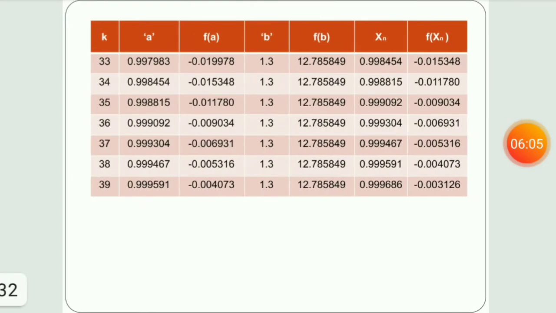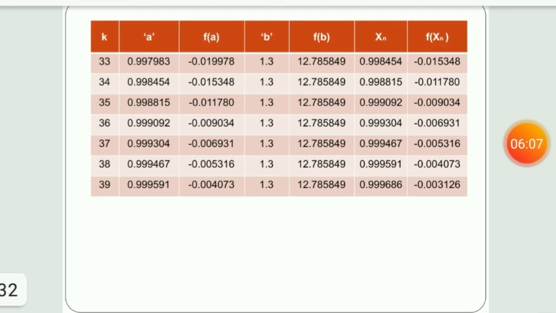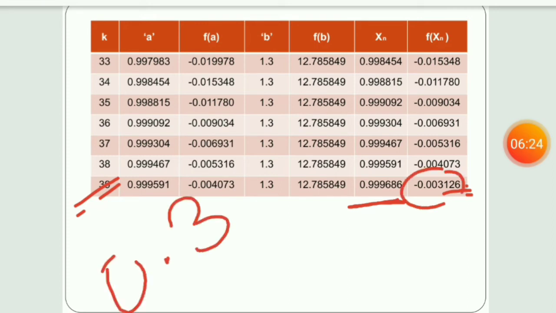So this is my further solution. Here we can see at the 39th iteration the value of xn is this, and I am getting f of x like this. Okay, so here I can say that I am getting a very small error which can be neglected, around 0.3%, which is what I had for the bisection method. For that I am getting the root value, that is 0.9983. Okay, so this is the solution for this question.